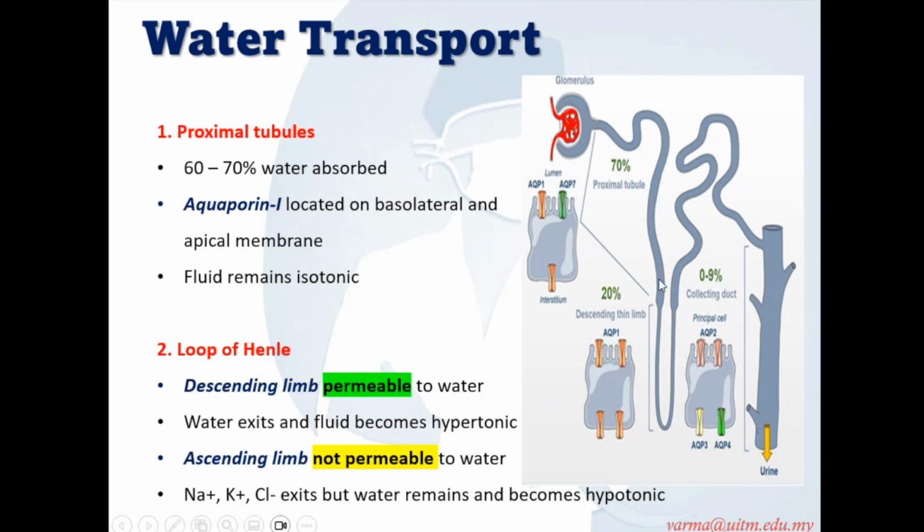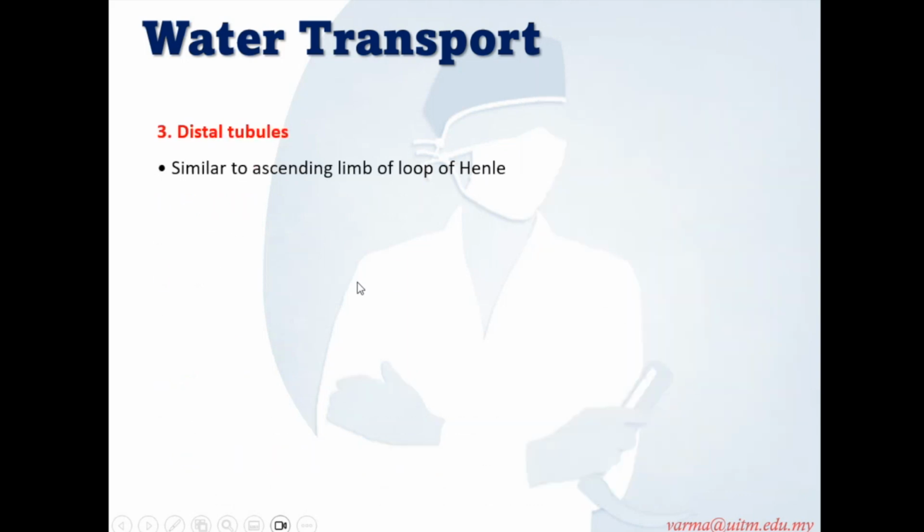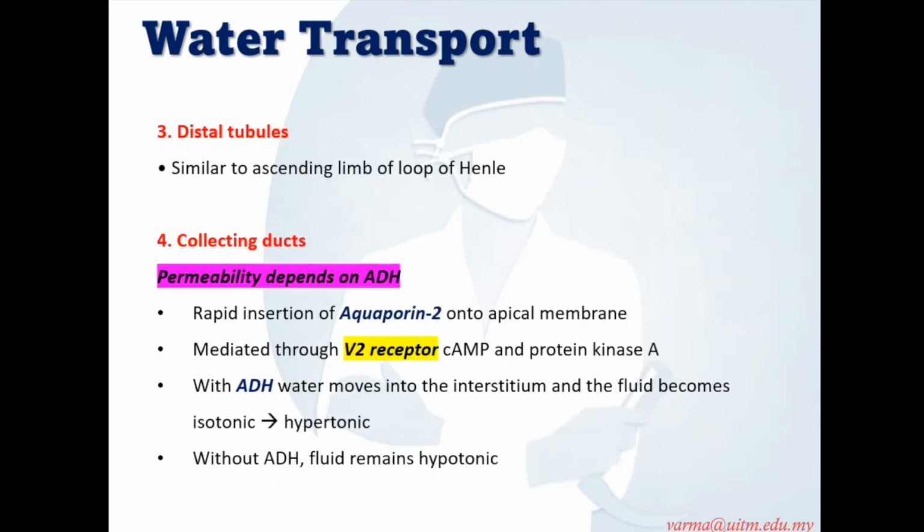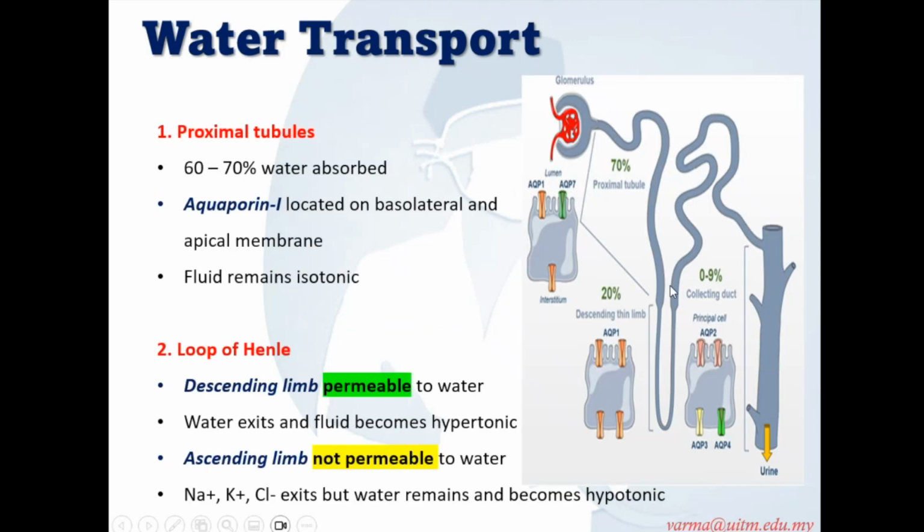So inside here, the tubular fluid, as it goes down, becomes hypertonic because more water is being reabsorbed. Whereas in the ascending part, more solute is being reabsorbed and it is completely impermeable to water. That water stays in, making it hypotonic. Okay, remember that. Water transport in the distal tubule is similar to the ascending limb. This is the distal tubule, same as here.